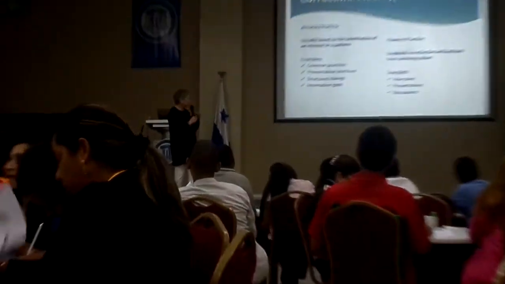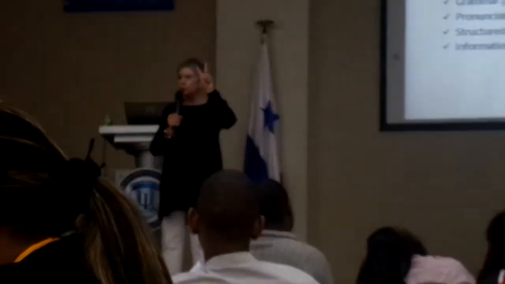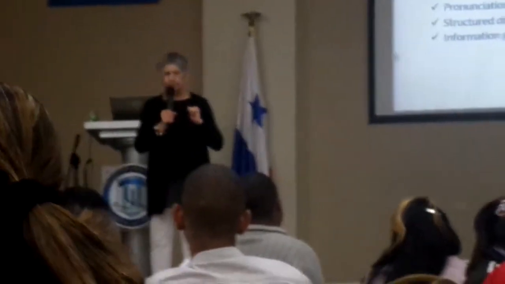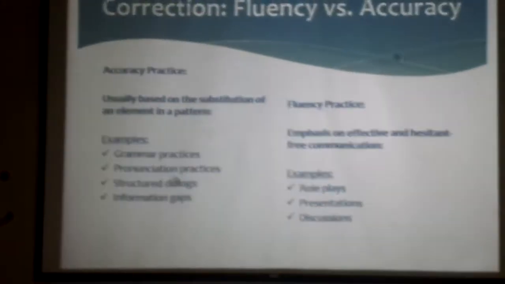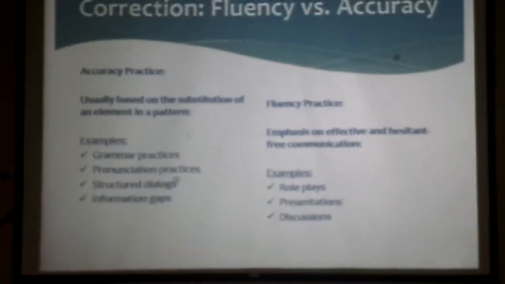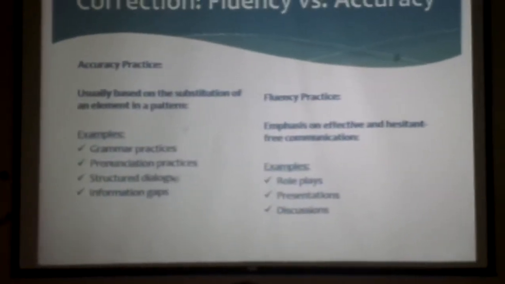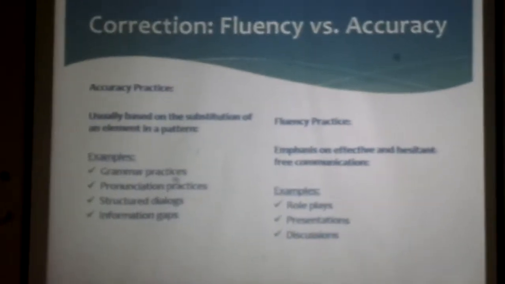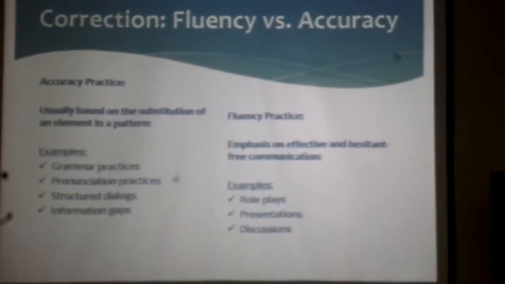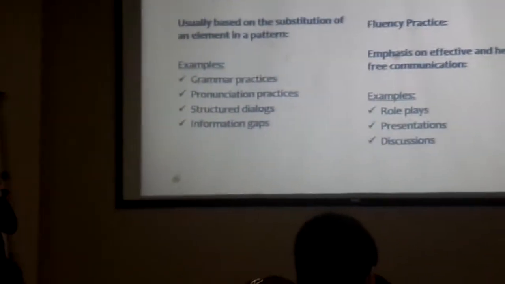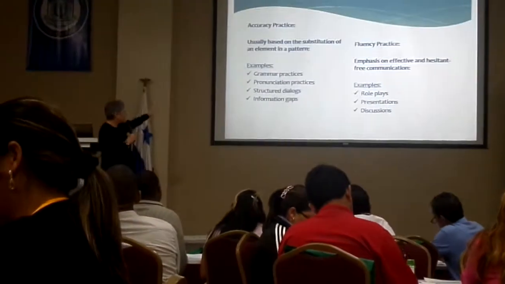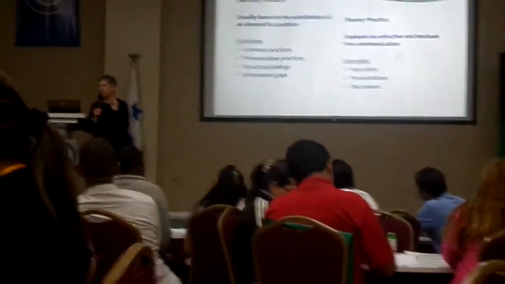Fundamentally, I have them broken into two separate categories for a reason. The ones on the left are what we call accuracy practice. For example, I introduce a new grammar form, something brand new. We're going to have practice with the past tense. That's what we call an accuracy activity.